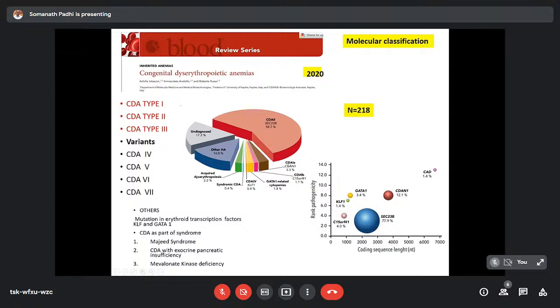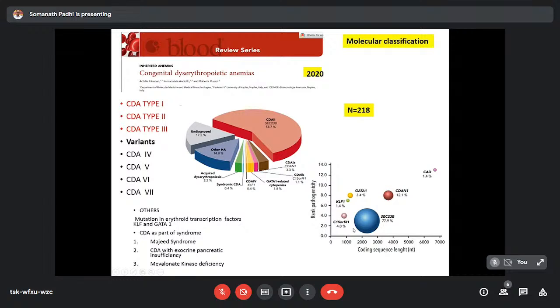Whereas CDA1 is the mutation of the CDAN1 gene, in 3.3% of cases, which codes a protein known as codanin. Codanin is implicated in CDA1A, and then C15ORF41 is implicated in CDA1B. Then GATA1-related cytopenias constitute about 1.58%. CDA4 is because of mutation in the KLF1 gene, and syndromic CDA constitutes 0.4% of cases. Acquired dyserythropoiesis is 2.2% of cases, whereas they could not categorize this entity in 17.3% of cases, and up to 14.8%, nearly 15%, is some other associated cause.